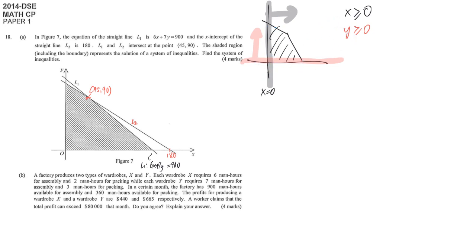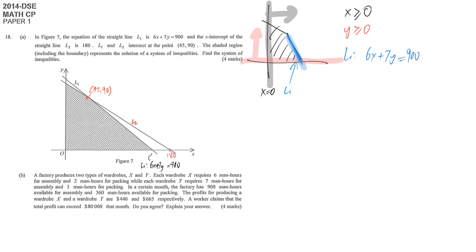Now is L1. L1 is talking about this section. This part comes from L1. And it's very inconvenient to consider the equation like this, so we have to modify it. It is 6x plus 7y equal to 900.